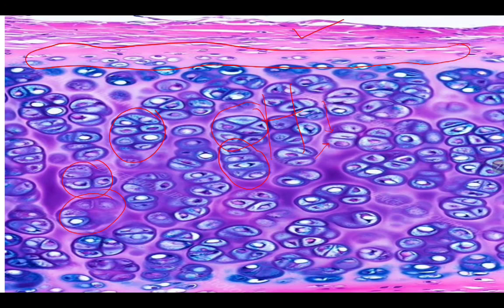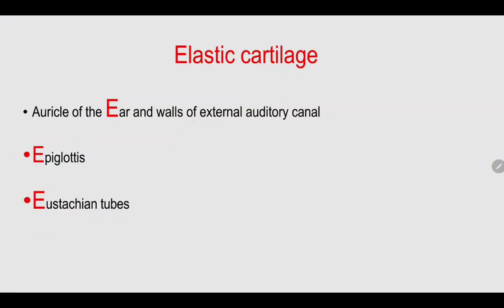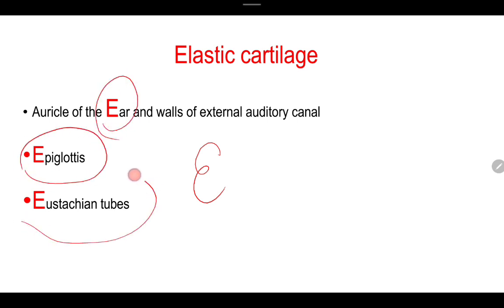So, let's move on to the next slide, and that is where we can find elastic cartilage. Our clue is letter E or number 3, because number 3 looks like a letter E. There are really only three of them: the auricle of the ear, the epiglottis, and the eustachian tube. I deliberately pronounce eustachian tube as E because I want you to remember E for elastic. So, there are only three.